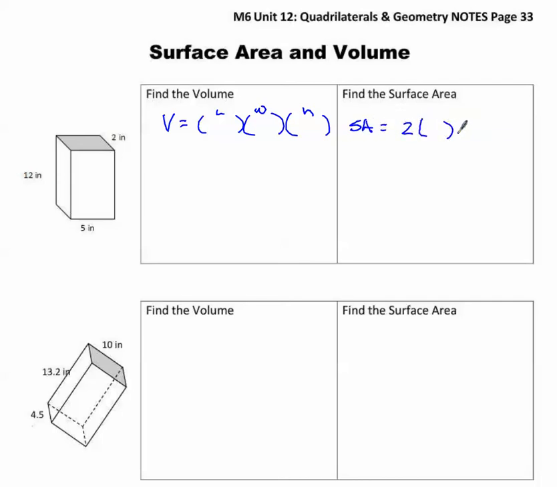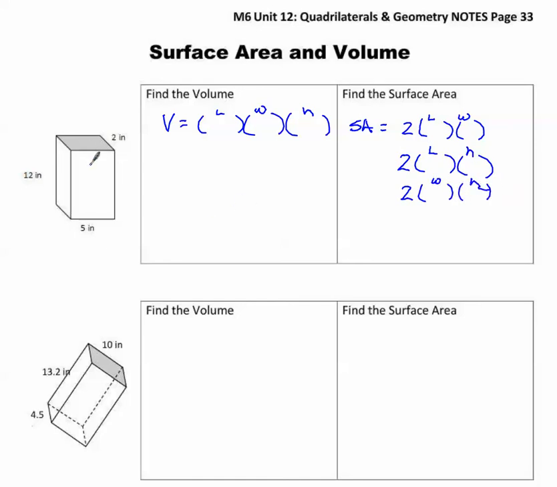2 times blank times blank. This is length and width. 2 times blank times blank. This is, oops, I'm sorry. 2 times length times width. 2 times length times height. Oh no. And then 2 times the width times the height.